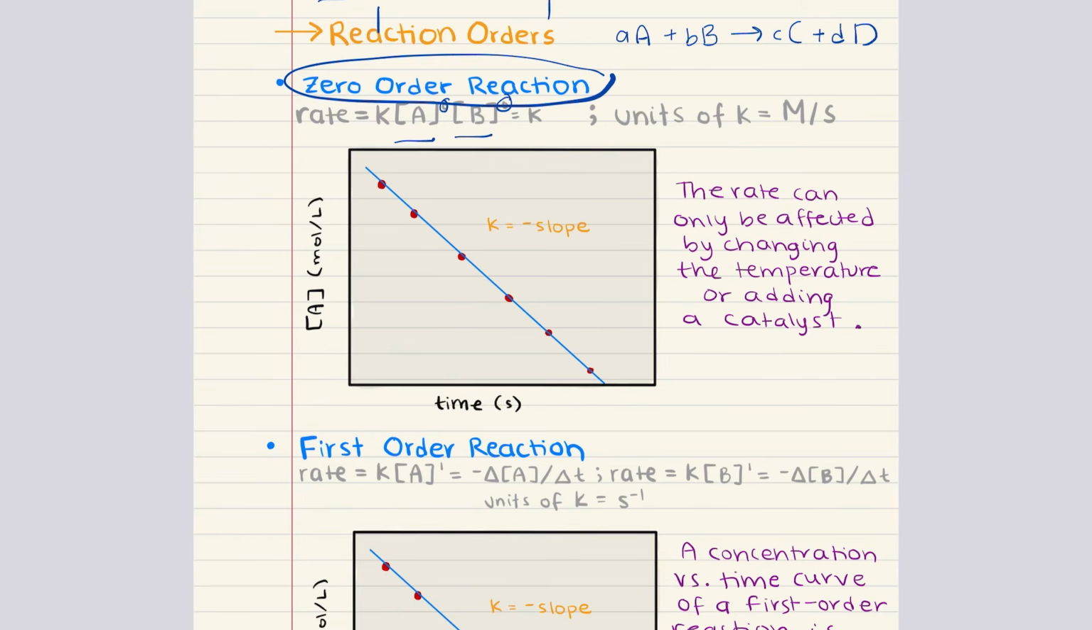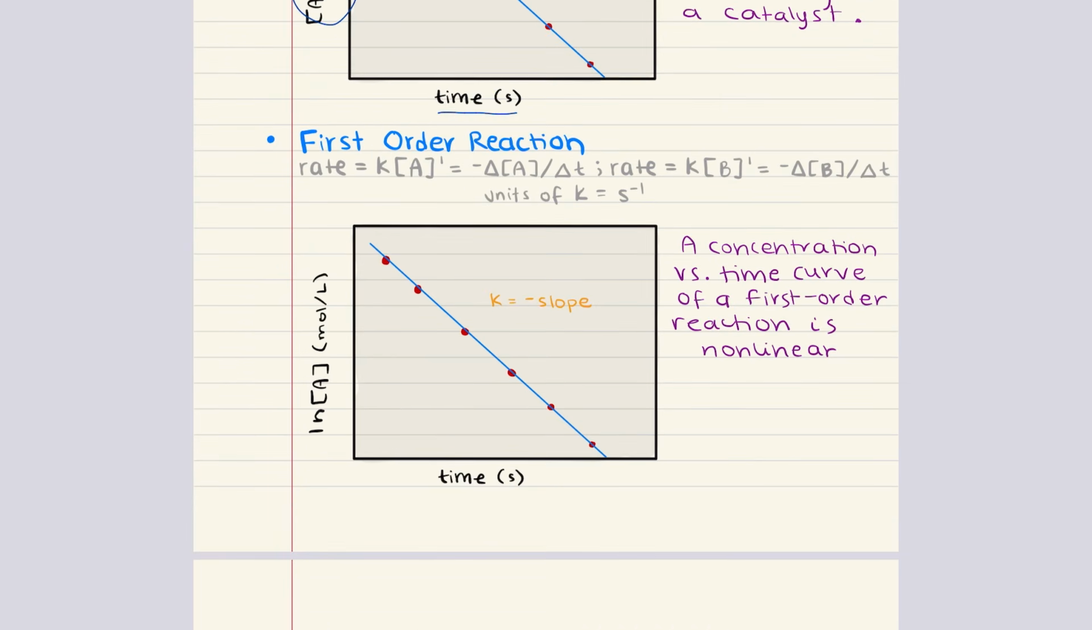Now, graphically, we can plot the concentration of the reactant A versus time for a 0 order reaction. It's going to result in a linear graph, and the slope of this line is going to be equal to minus K, indicating a constant rate of reaction. So that's our 0 order reaction.